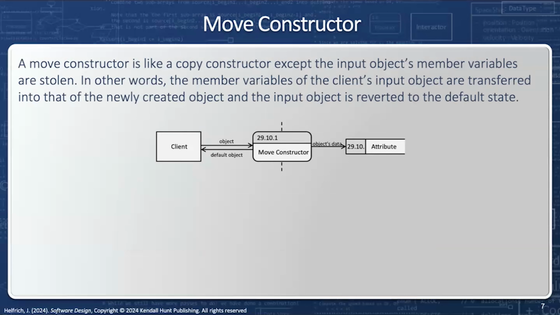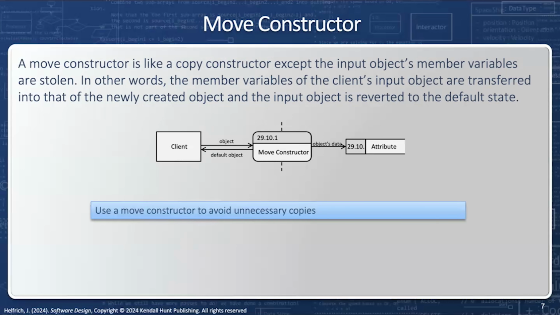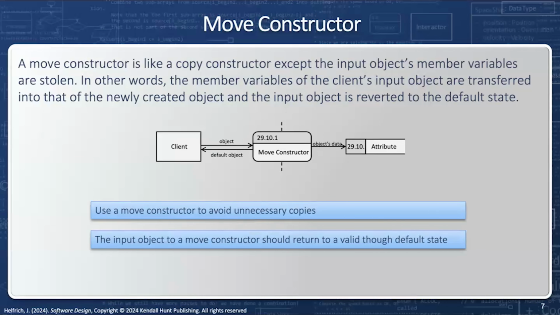A move constructor is like a copy constructor, except the object's member variables are stolen. In other words, the member variables from the client's input object are transferred into the newly created object, and the input object is reverted to the default state. Now notice that the client is going to send the object to the move constructor, and it's going to get back a default object with all the values stolen. And the move constructor will take that original object's data and send it to the attributes. Best practice: use a move constructor to avoid unnecessary copies, and the input object to a move constructor should return to a valid, though default, state.